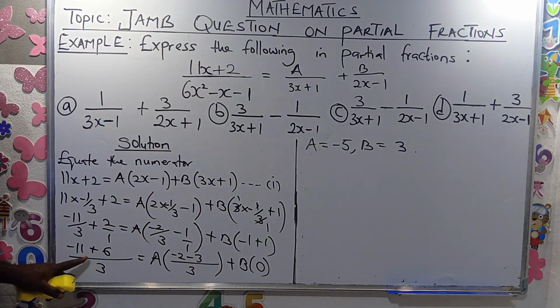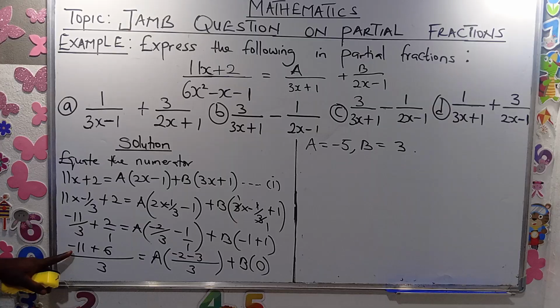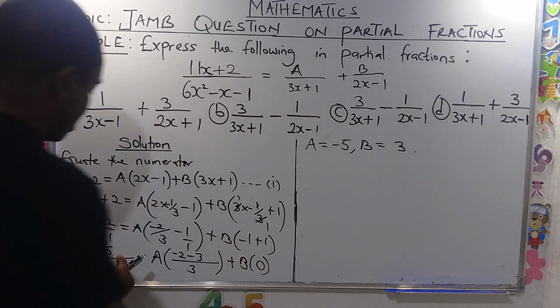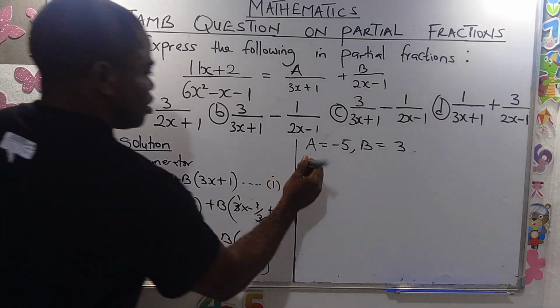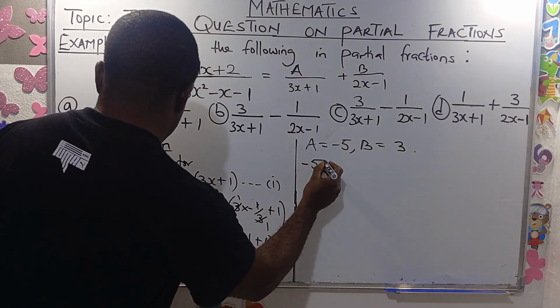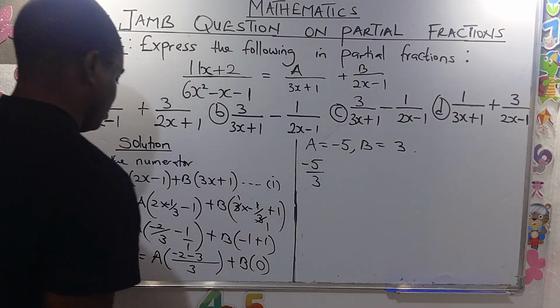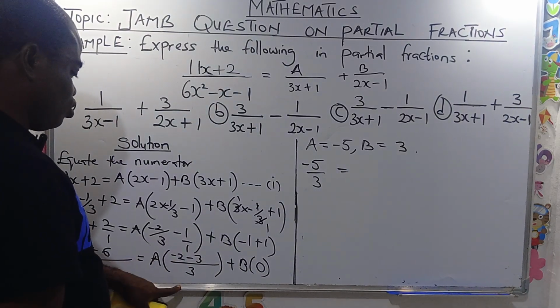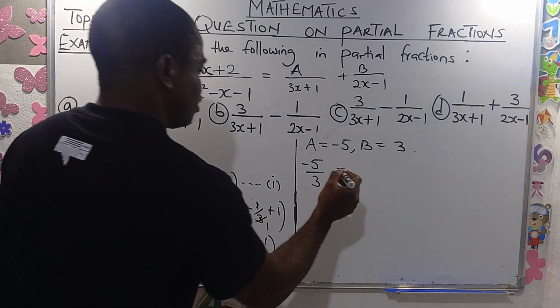You now have minus 11 plus 6. You're owing someone minus 11 naira and you're having 6 naira. What's left behind is minus 5 that you are owing. After paying your debt, that's minus 5 over 3 equals to minus 2 minus 3, that's minus 5.